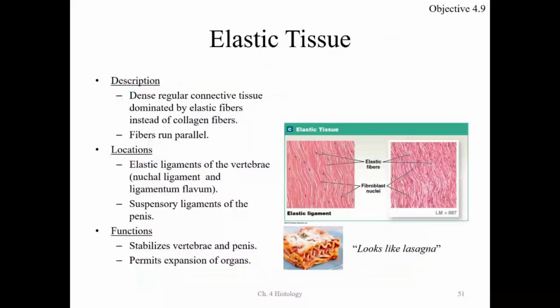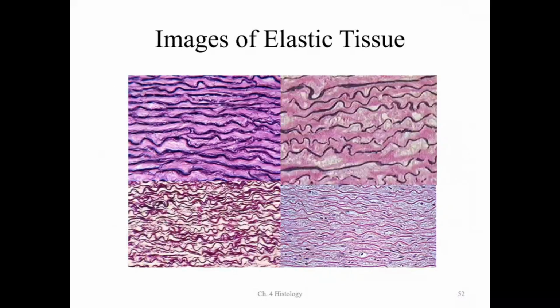Now, elastic, it's going to look a little bit like dense regular. Basically think it's a dense regular, and then we're going to sneak some elastic fibers in on it. We're going to take some elastic fibers and squeeze them in. Now, to me, it looks like lasagna. If we look at a lasagna on the side, it's going to look like a nice lasagna. Why do I say it looks like lasagna? Look at the side of this. It looks like lasagna noodles.